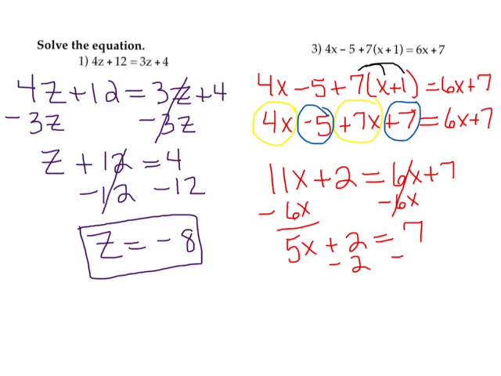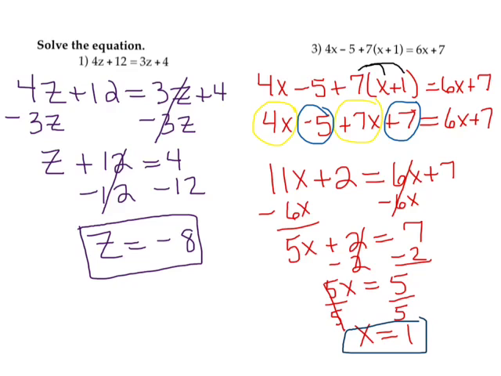Subtract 2. Subtract 2. 5x equals, well, 7 minus 2 is 5. 5x equals 5. So divide both sides by 5. And I get the answer here. X equals 1. So my answer in this case is that x equals 1. All right, so there's my answer.